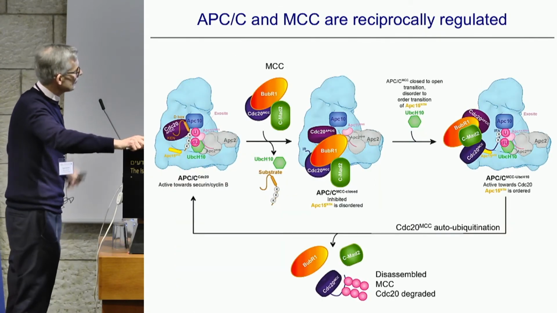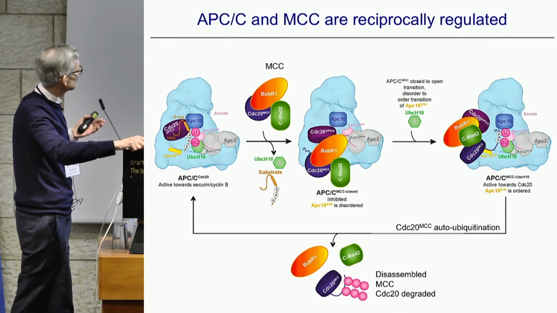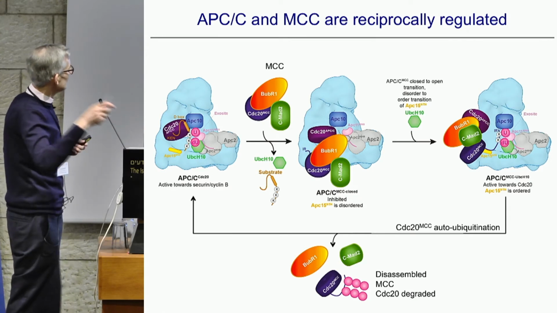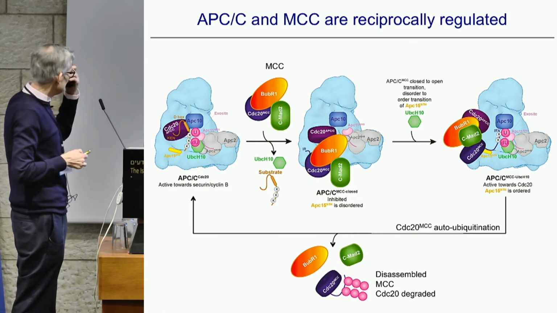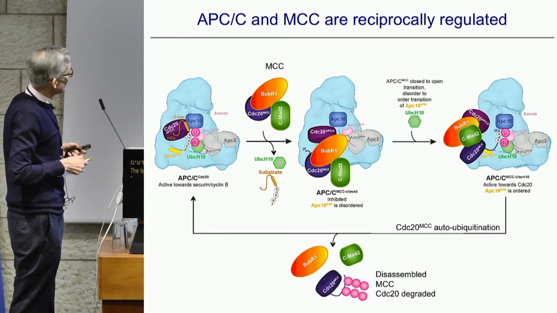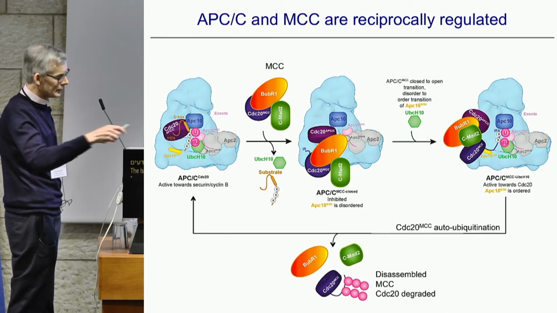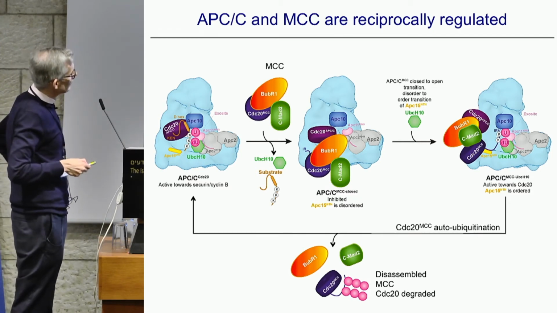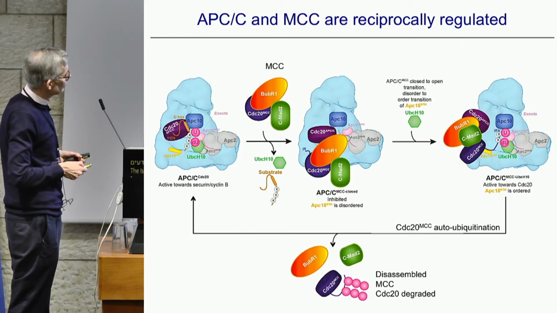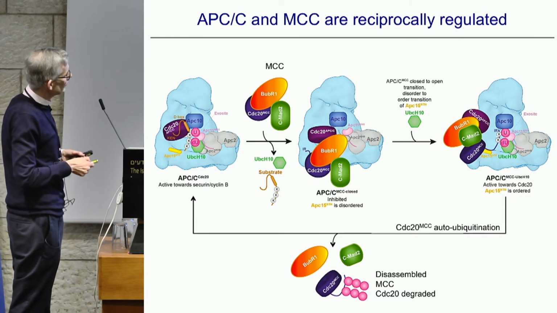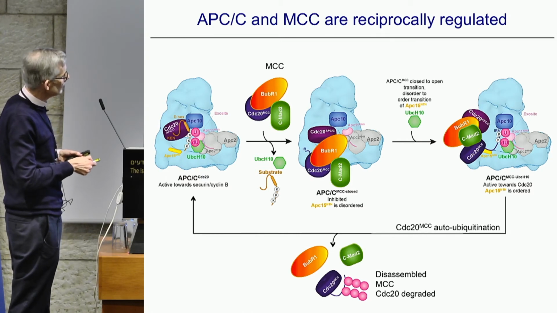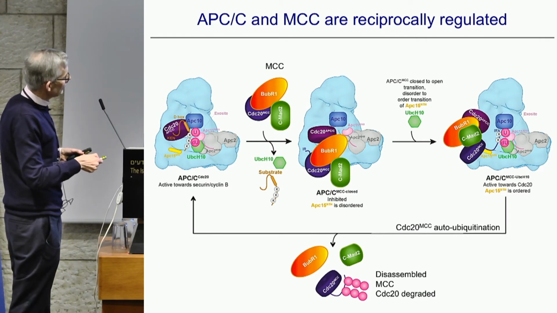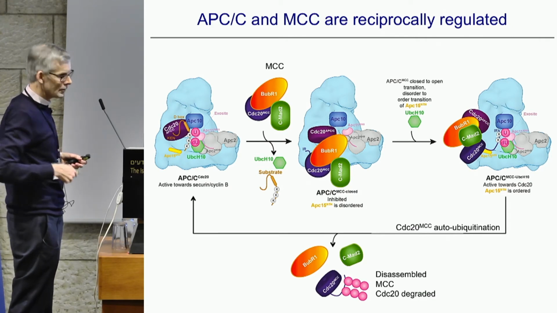So this auto-ubiquitination of the MCC is important because it actually explains how the APC and MCC are reciprocally regulated during the SAC. During the spindle assembly checkpoint, the MCC is assembled by unattached kinetochores, which suppresses the APC from ubiquitinating cyclin B and securin, which then inhibits anaphase onset. But in a competing process, the APC-MCC adopts its open conformation, which then allows the ubiquitination of the CDC20 of the MCC because of the binding of the E2 ubiquitin to the catalytic module of the APC. This ubiquitination of CDC20 of the MCC actually promotes the dissociation of the MCC from the APC.